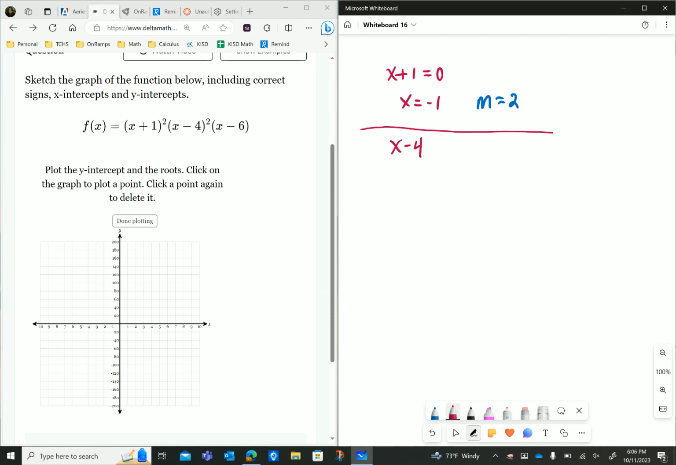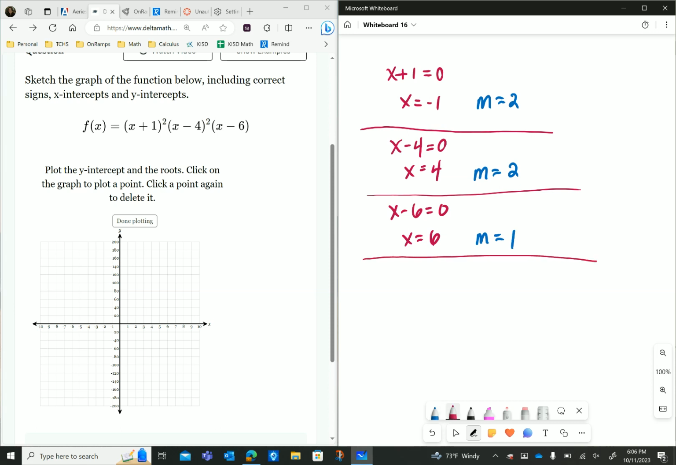Then x minus 4, set it equal to 0, add 4 to both sides. My next dot's going to be at x equals 4. It also has a multiplicity of 2. Then x minus 6, set it equal to 0, x equals positive 6. It has a multiplicity of 1. And so once you have all your factors, you know that the degree can be found by adding the multiplicities, so it's a 5.